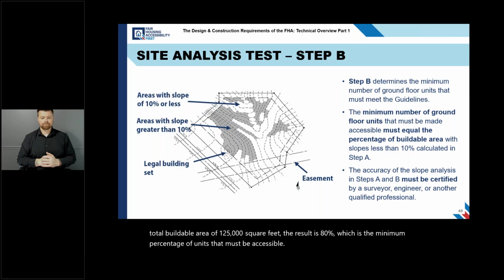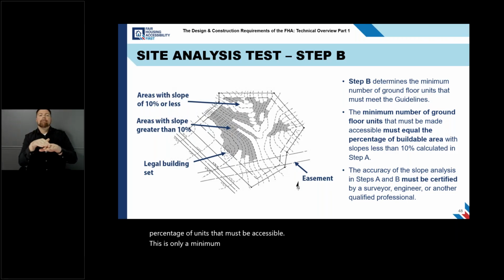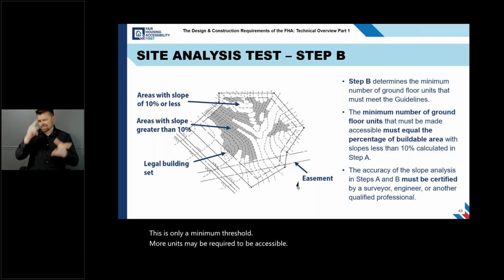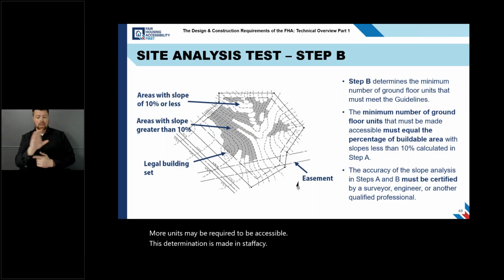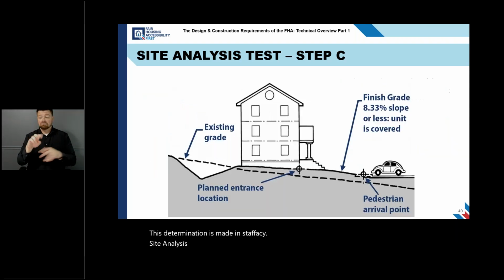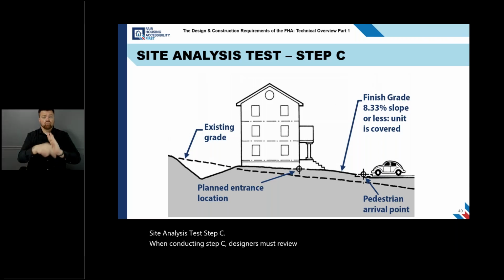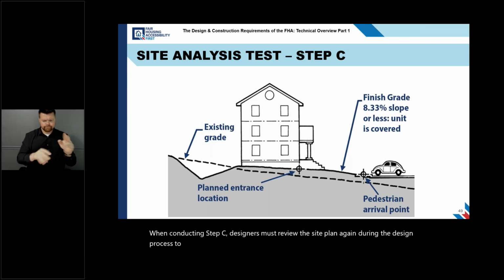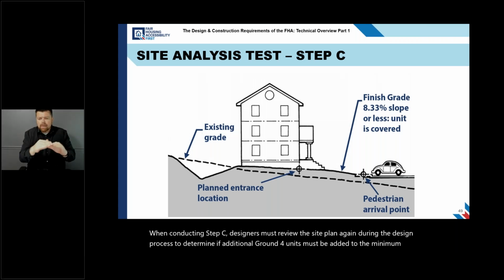This is only a minimum threshold. More units may be required to be accessible. This determination is made in step C. Site analysis test, step C. When conducting step C, designers must review the site plan again during the design process to determine if additional ground floor units must be added to the minimum number established in step B.